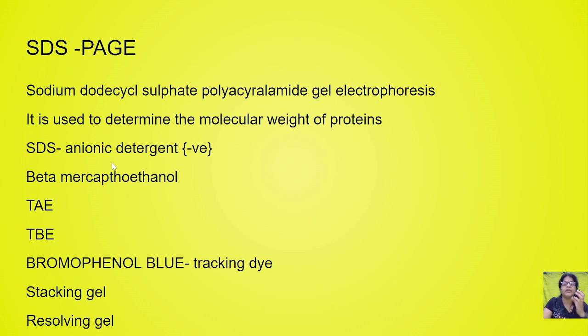For the electrophoresis to start, the protein sample which needs to be separated needs to be mixed with SDS, the anionic detergent, and with beta mercaptoethanol. This beta mercaptoethanol is meant for the breakage of disulfide bonds between the amino acids, so it is also added into the protein sample. Along with it, we add bromophenol blue. This bromophenol blue acts as a tracking dye that helps you follow the bands as the sample moves through the gel under the electric field.